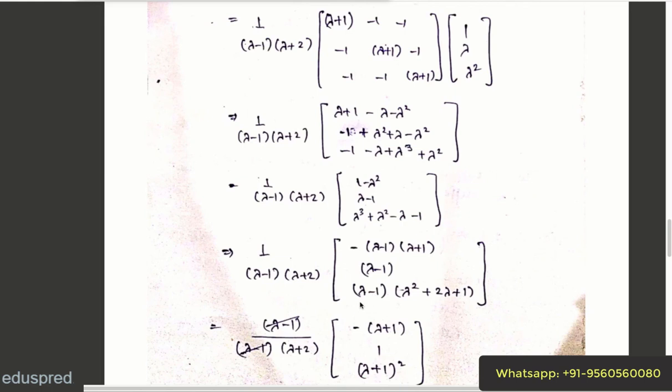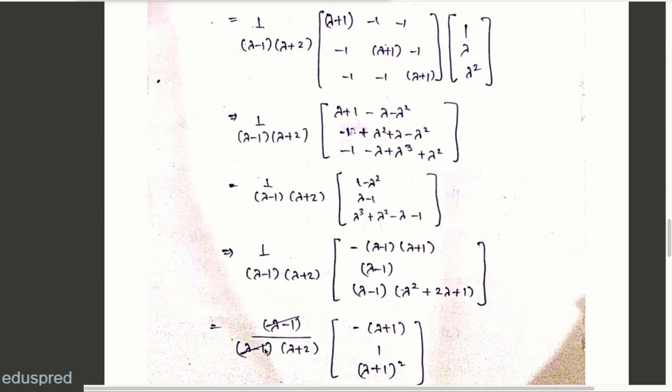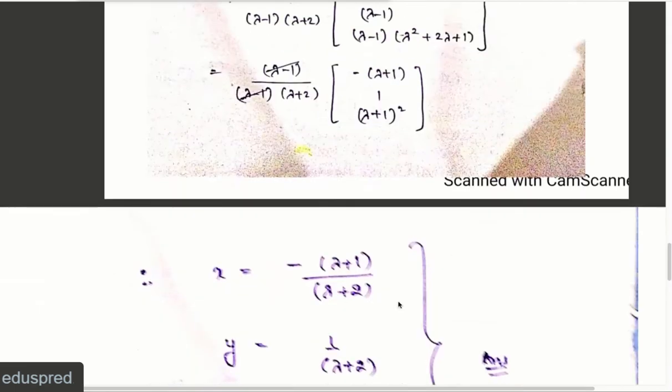This is your lambda minus 1 and this is your lambda minus 1 multiplied by lambda square plus 2 lambda plus 1. Now again I can take lambda minus 1 common, and now I am left with only this thing, that is your lambda minus 1 and lambda minus 1 gets cancelled. My X is minus of lambda plus 1 divided by lambda plus 2. Y is equal to 1 divided by lambda plus 2 and Z is equal to lambda plus 1 whole square divided by lambda plus 2.